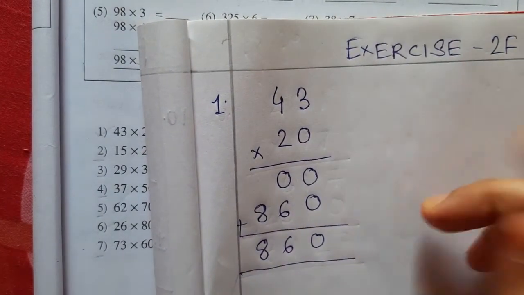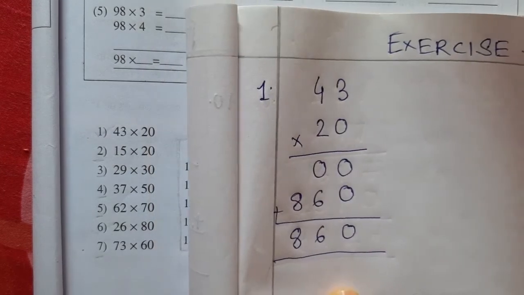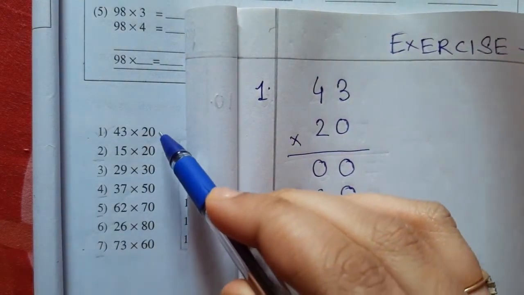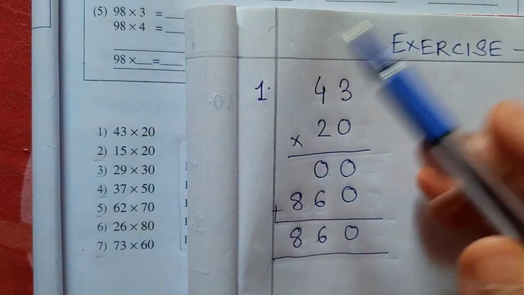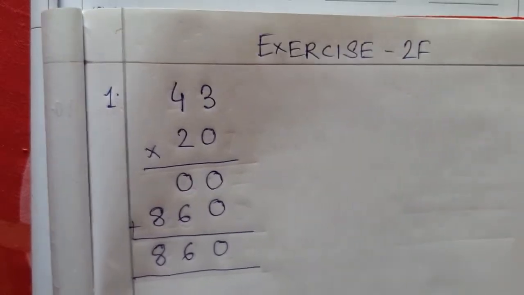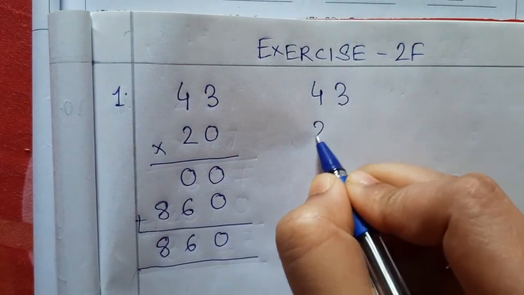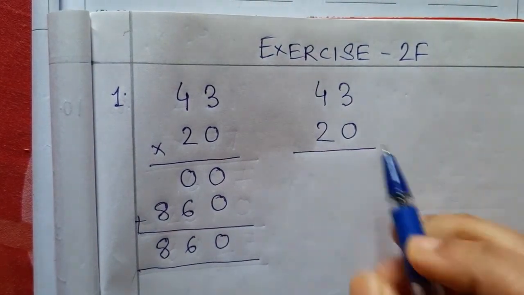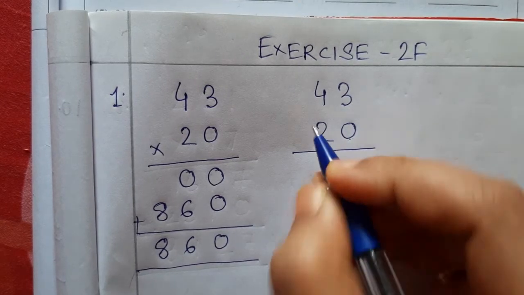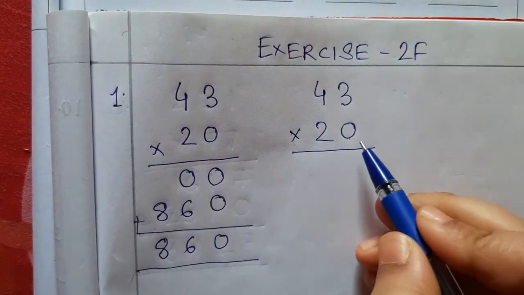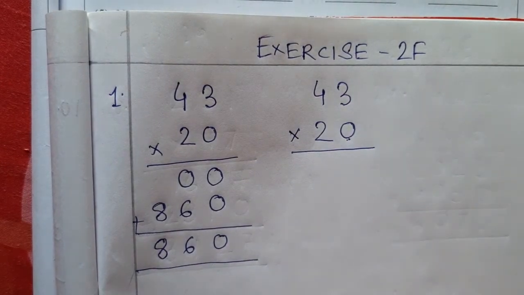Very easy sum. Now students, there is a shorter method also to do these sums. When you come across numbers that have 0 at the end of the digit, you can use the shorter trick method also. Now let me show you how we do it. See, 43 and 20. You can follow this short trick only when there is a 0 at the end of the number. Okay, not other times.